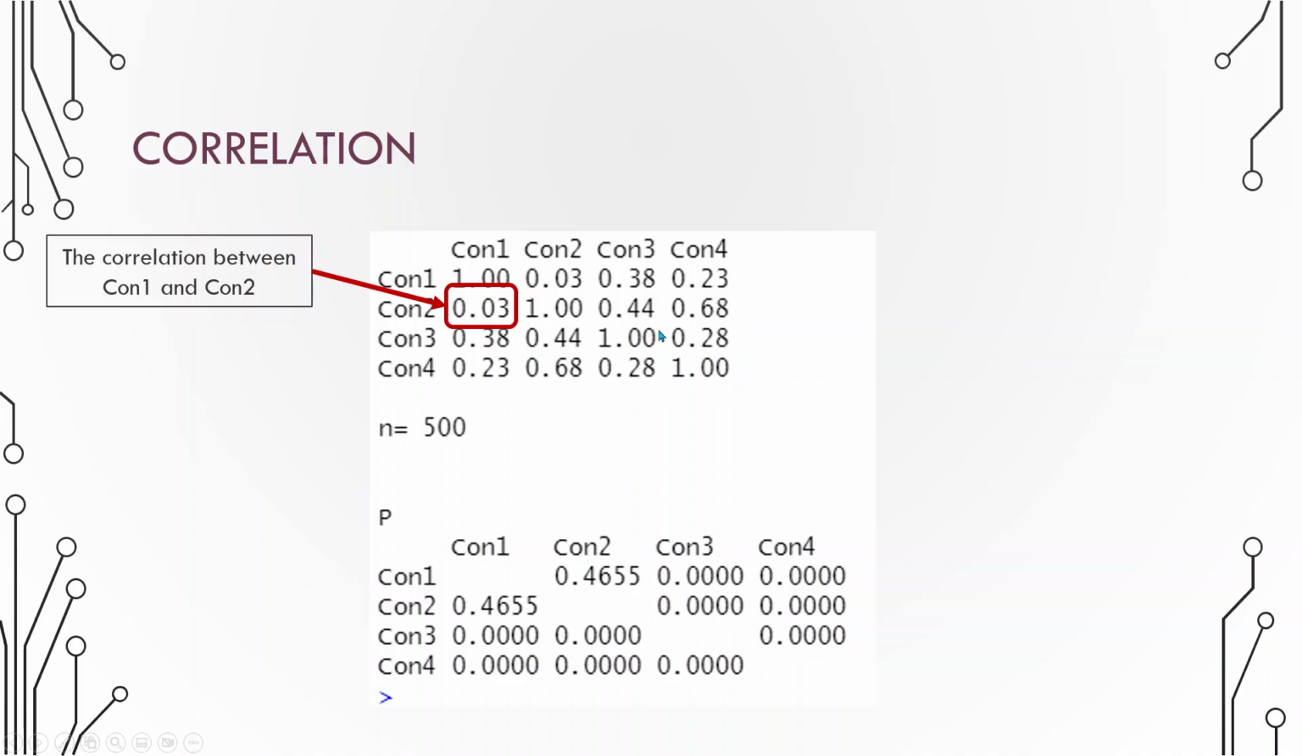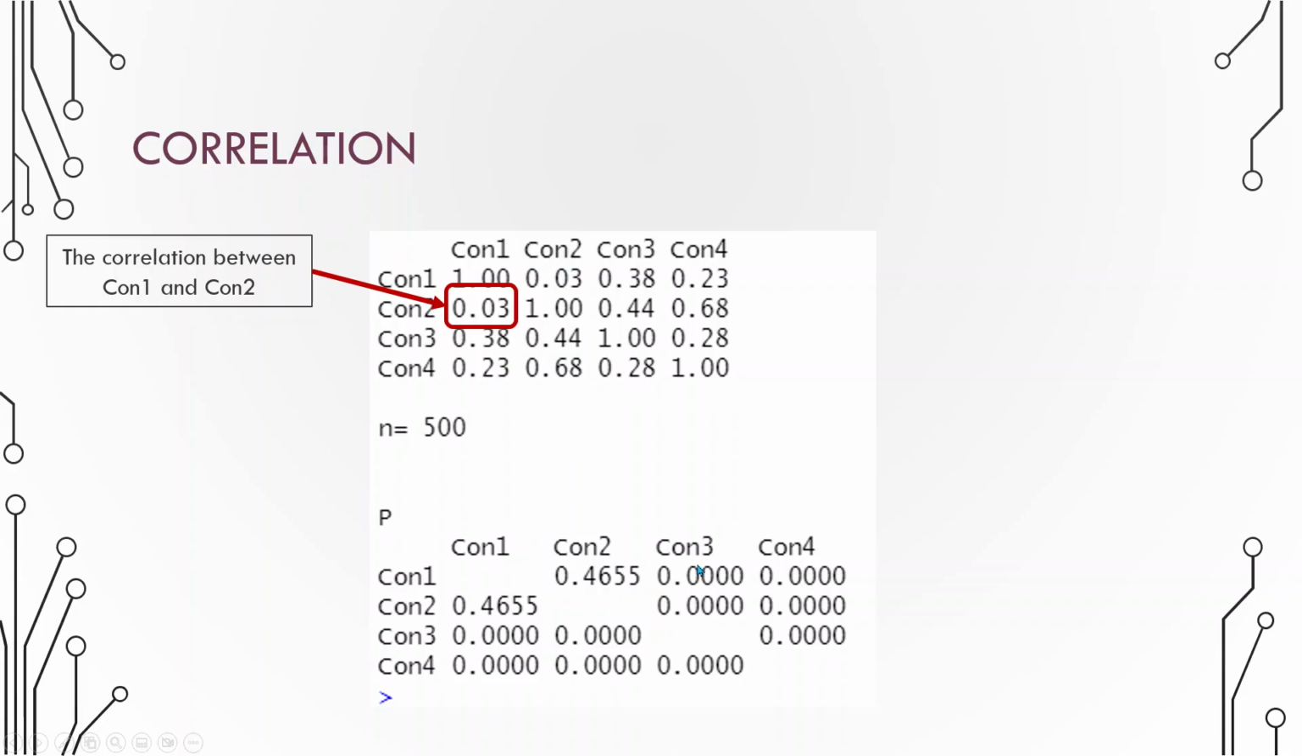Now it looks a little messy because the diagonal here is the correlation between itself. So all those ones are going to be 1. And then we say this is like below the diagonal and above the diagonal. Above the diagonal is just a mirror of the information below the diagonal. So right here would be the correlation also between con1 and con2.